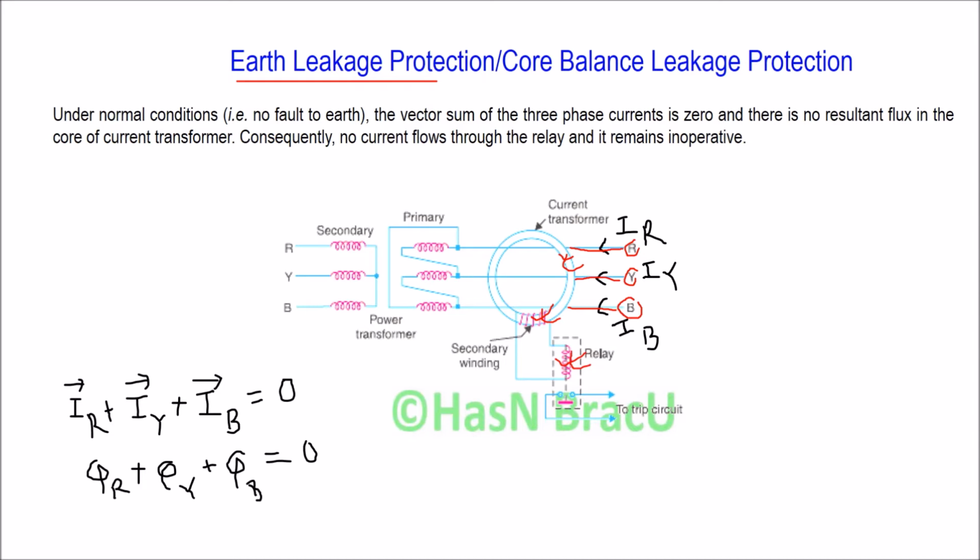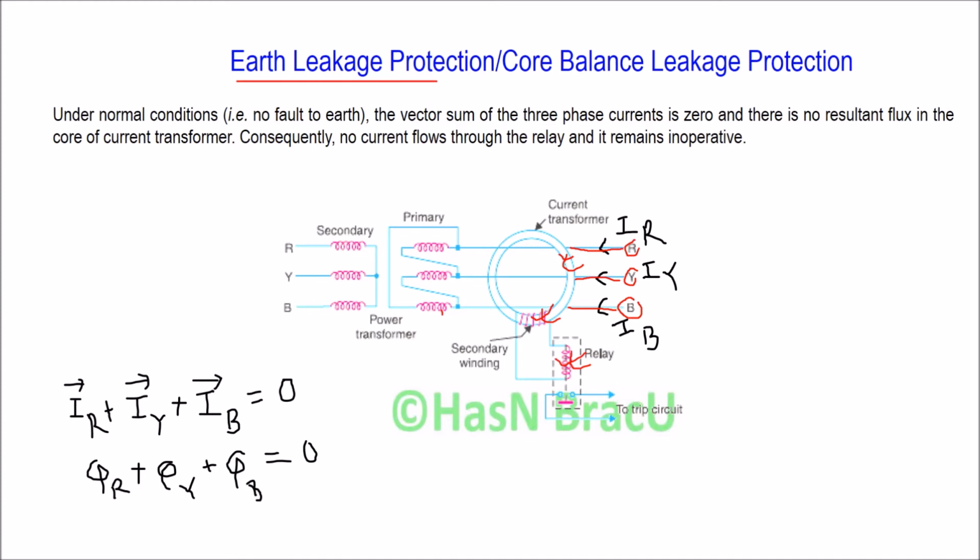Now, earth leakage fault in a power transformer happens when there is some insulation breakdown in the winding, and the value of this earth leakage fault current is very small compared to the current due to short circuit fault.